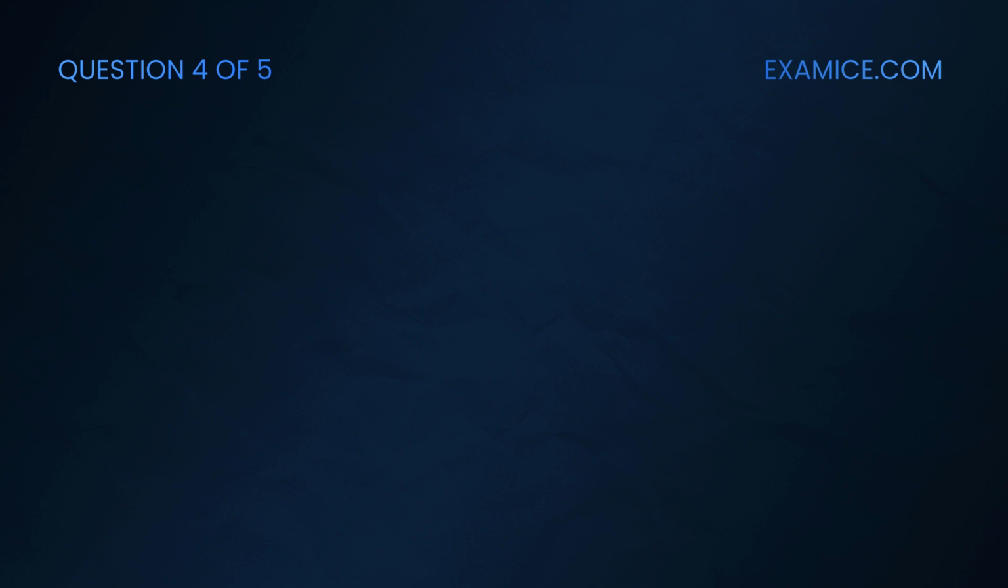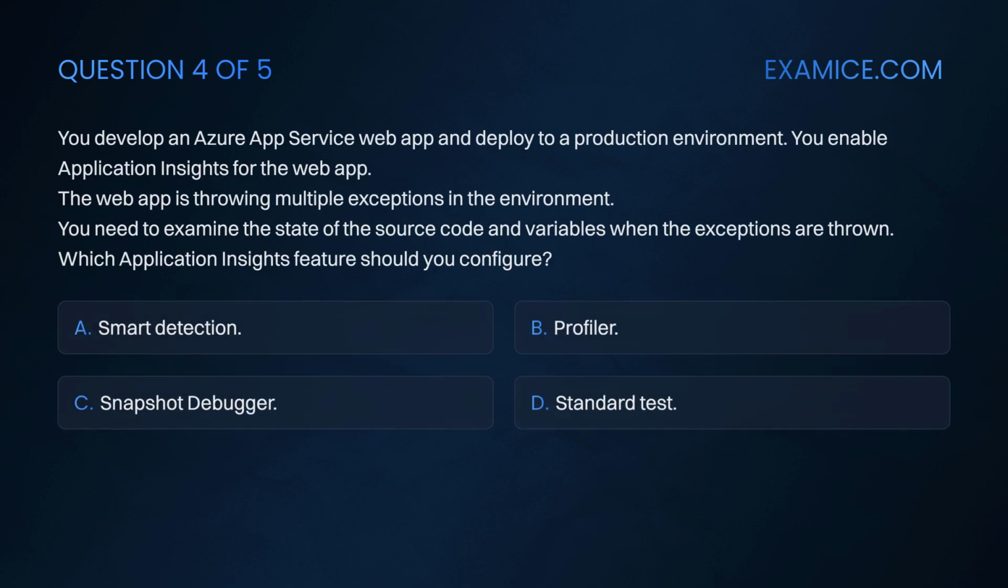Question 4. You develop an Azure App Service web app and deploy to a production environment. You enable Application Insights for the web app. The web app is throwing multiple exceptions in the environment. You need to examine the state of the source code and variables when the exceptions are thrown. Which Application Insights feature should you configure? Option A. Smart Detection. Option B. Profiler. Option C. Snapshot Debugger. Option D. Standard Test.